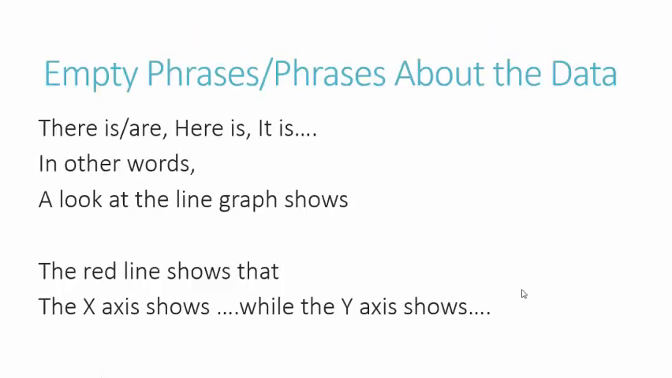So we want to stay away from empty phrases and phrases specifically about how the data is displayed. So some empty phrases to stay away from: there is or there are, here is, it is. In other words, a look at the line graph shows, we don't need that. We also don't want to talk specifically about how the data is presented. So we don't need things like the red line shows that, or the x-axis shows this while the y-axis shows that. So we can talk about the data itself and not how the data is displayed.